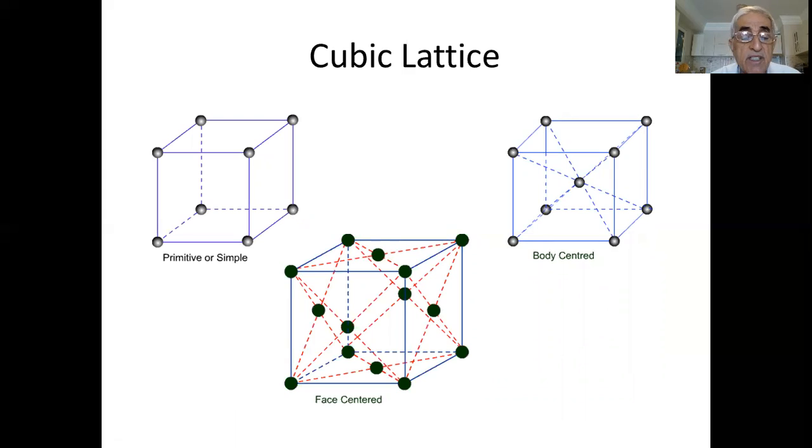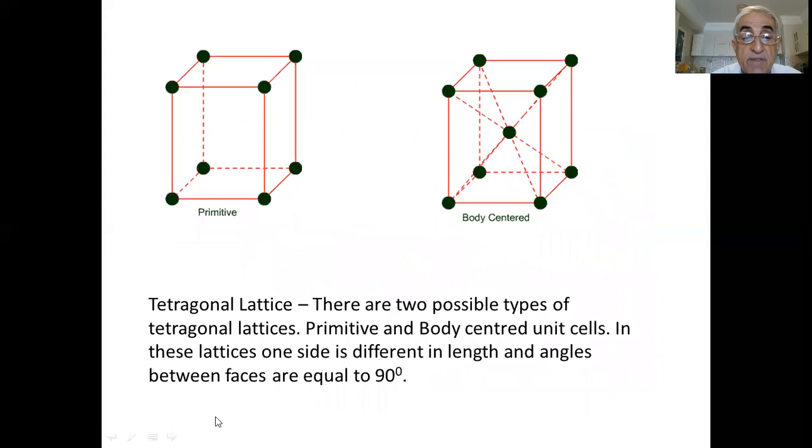This is also another figure of crystal lattice, where we can see primitive or simple, face-centered, and this is a primitive or simple, and this is a body-centered. At the corners, we have atoms at the corner, and at the body center, here we have another atom. In face-centered, we have 8 atoms at the corners, and each face also has another atom at its center. So that's why it's called face-centered. This is also a primitive.